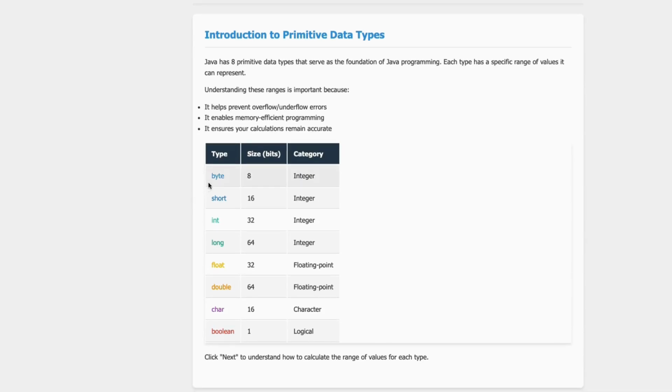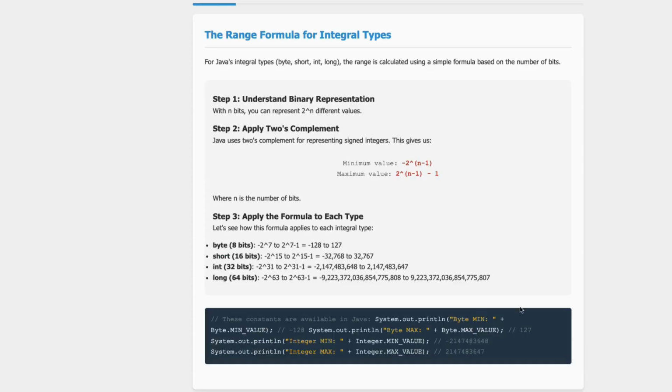The byte will be of 8 bits, and short will be of 16 bits. That means if we declare a byte, it is going to take 8 bits. If we take a short, it will take 16 bits. Similarly, integer will be 32, long will be 64, float will be 32, double will be 64, char will be 16 bit, and boolean will be of 1 bit.